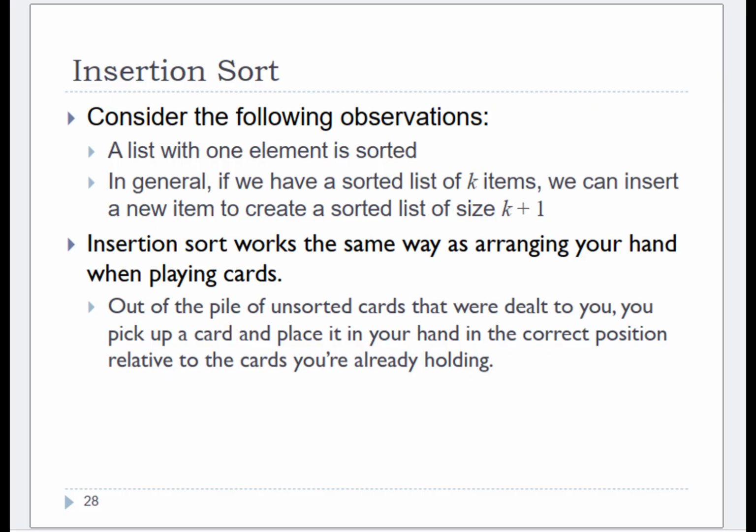A list with one element is sorted in general. If we have a sorted list of k items, we can insert a new item to create a sorted list of size k+1. Insertion sort works the same way as arranging your hand when playing cards.